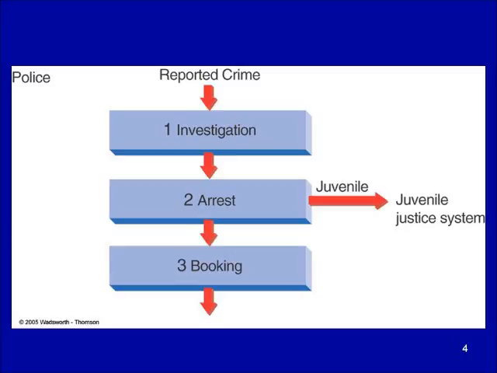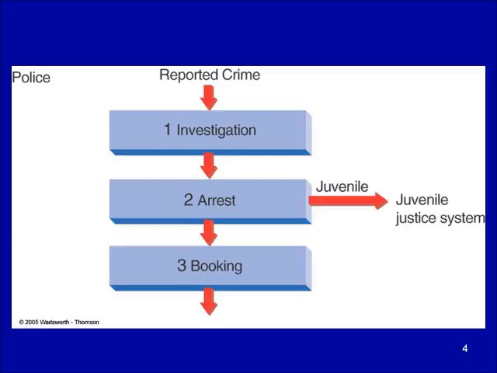So they do have discretion whether or not to make an arrest. Now, once they make an arrest, if the offender is a juvenile, which is under a certain age, and which varies from state to state, then they will go into the separate juvenile justice system. But if they're an adult, they stay in the adult criminal justice process. And the next step of that is booking.